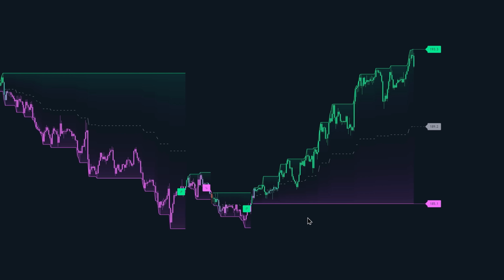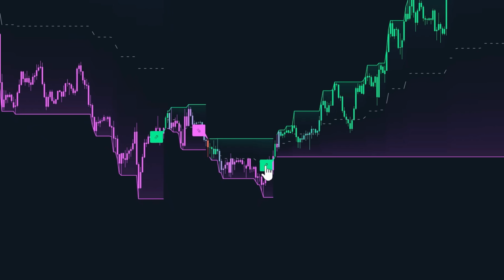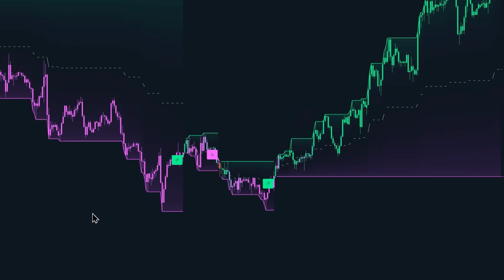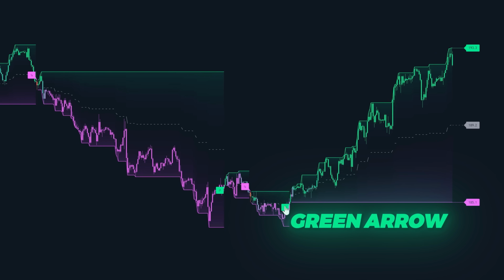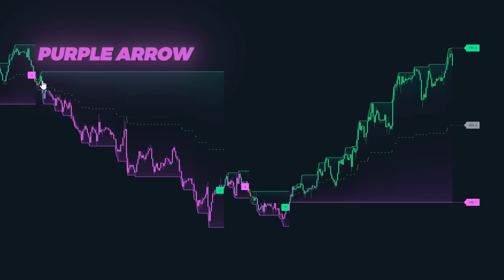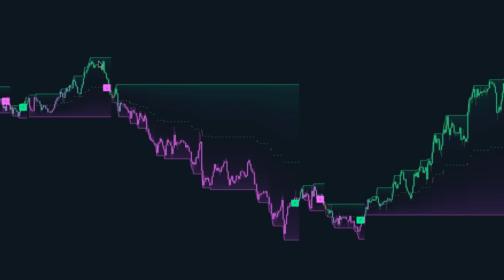Next, we have the trend shift arrows, which are these purple and green arrows that are printed whenever the trend shifts from bearish to bullish and vice versa. As you can see, a green arrow is printed whenever the trend transitions from bearish to bullish. Conversely, a purple arrow is going to be printed whenever the trend shifts from bullish to bearish.